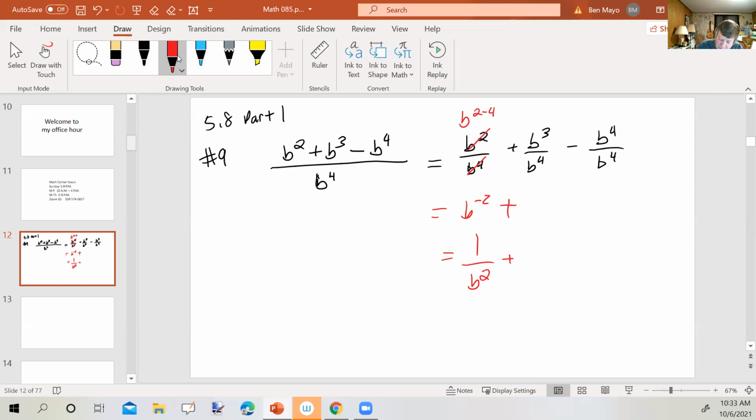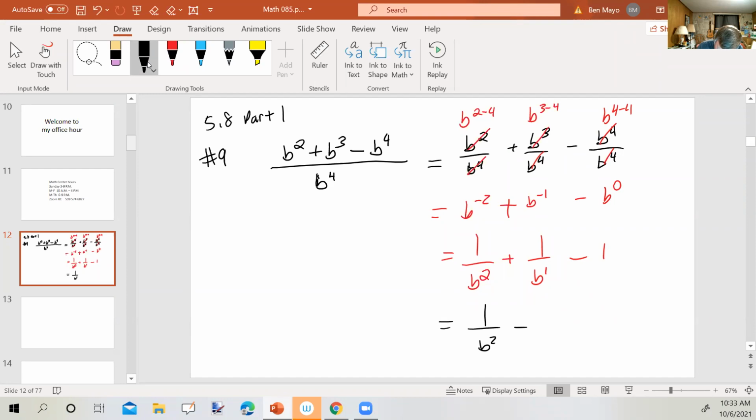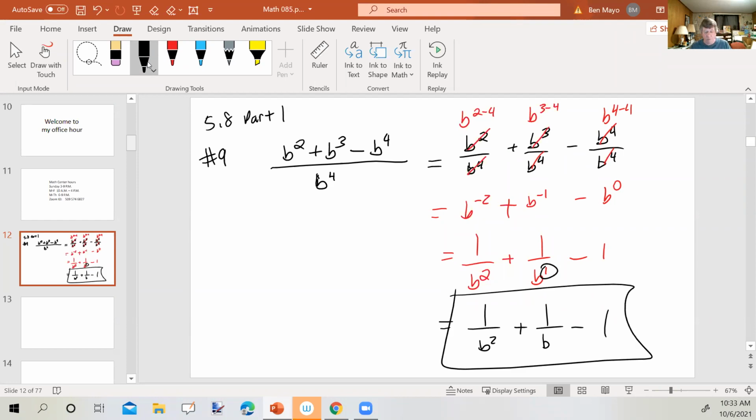Plus b cubed divided by b to the 4th is b to the 3 minus 4, which is b to the negative 1, which is 1 over b to the 1. Minus b to the 4th over b to the 4th is b to the 4 minus 4, which is b to the 0, which is 1. The only thing that I would change here is we don't need the implied 1 exponent there. So we get 1 over b squared plus 1 over b minus 1. Any questions about this problem before we go on?